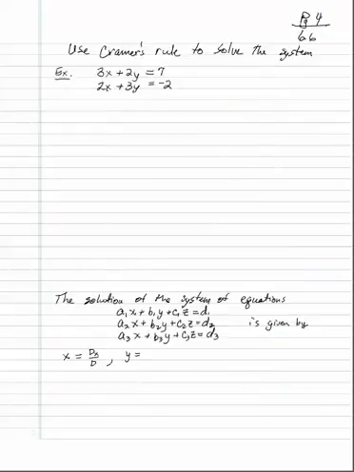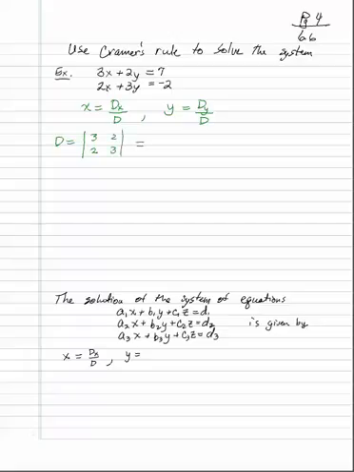Okay, so let's try this using Cramer's rule. So x is going to be dx over d. Y is going to be dy over d. So this d is going to be our coefficient matrix. So it's 3, 2. So I'm going to read columns. So the x column's 3, 2, y column's 2, 3, which is going to get us 3 times 3 minus 2 times 2, 9 minus 4, which is 5.